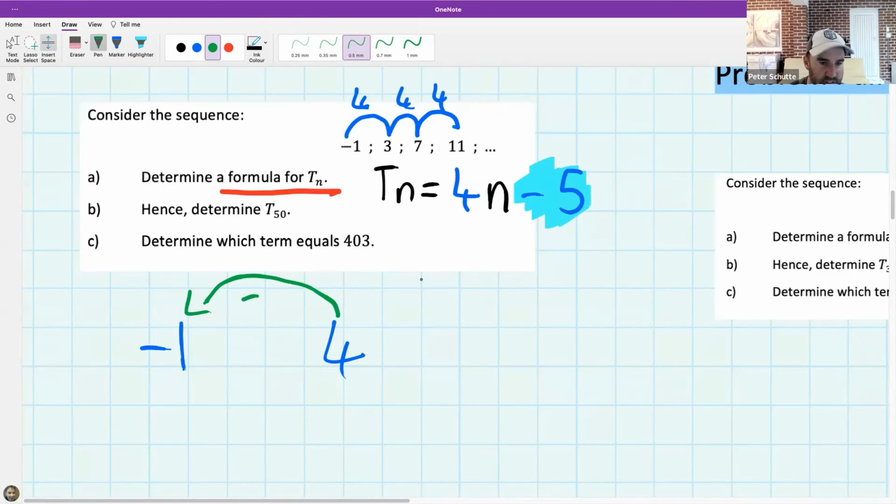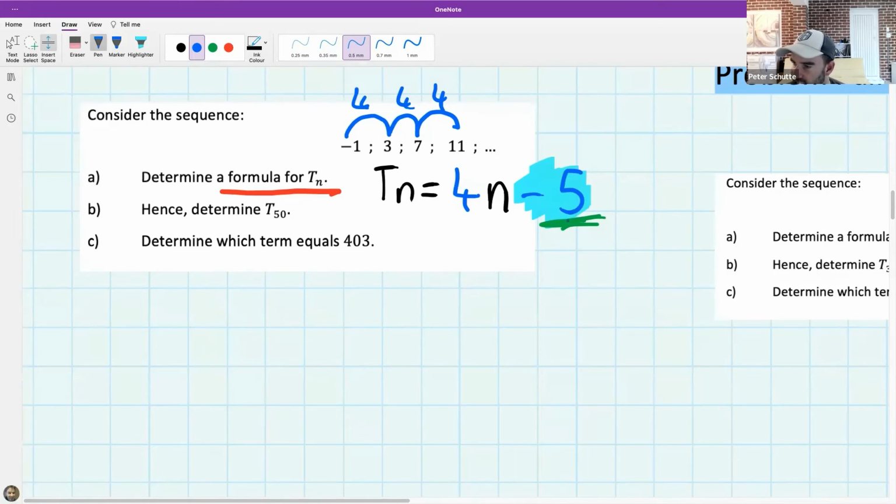And whatever that journey is, in this case it's -5, it will be this one here. Then I now have my formula. My formula is 4n minus 5. It can help me to work out what T50 is.